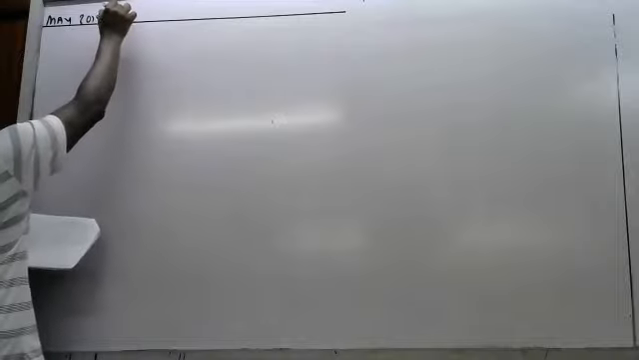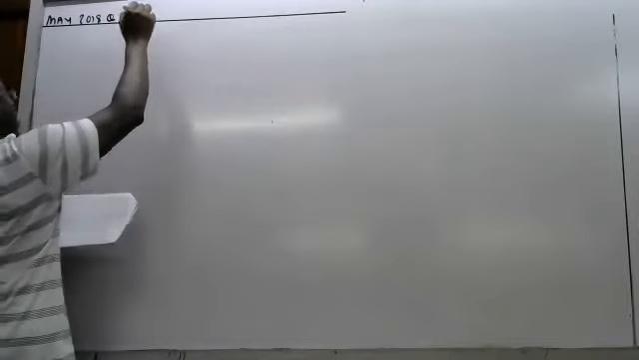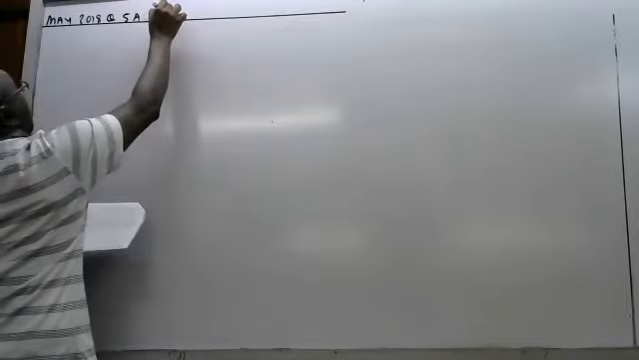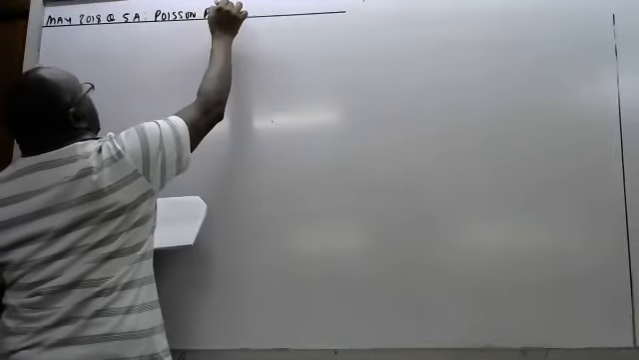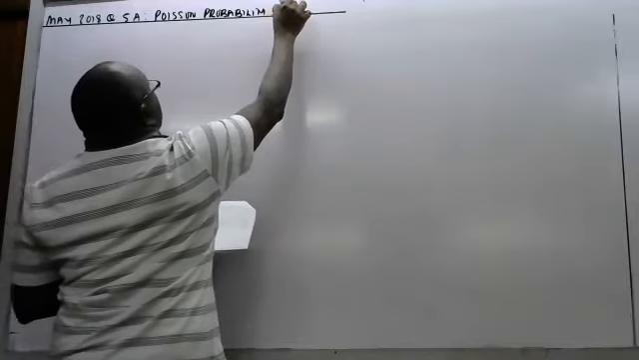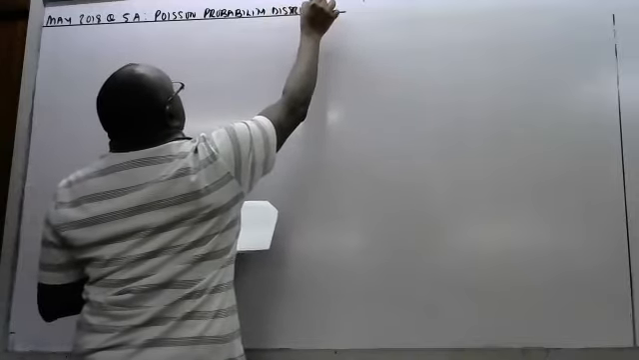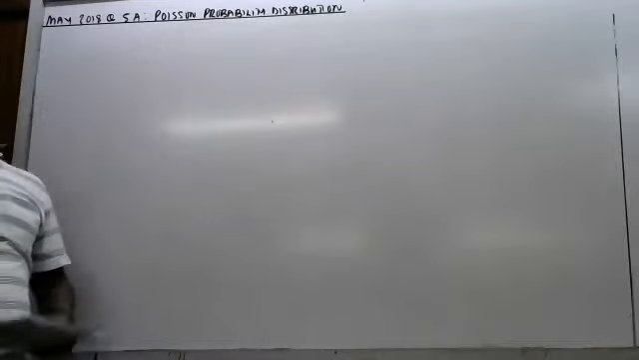The question of May 2018, question 5A, is on what we call the Poisson probability distribution.